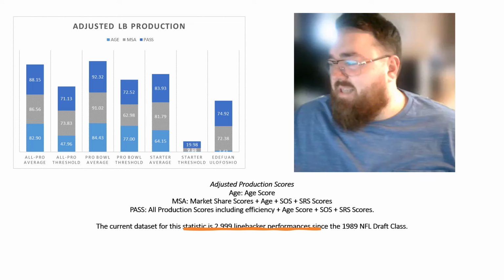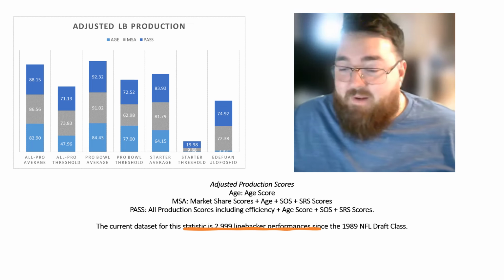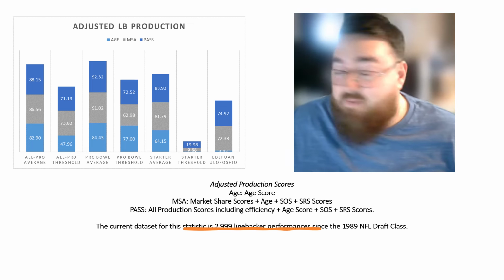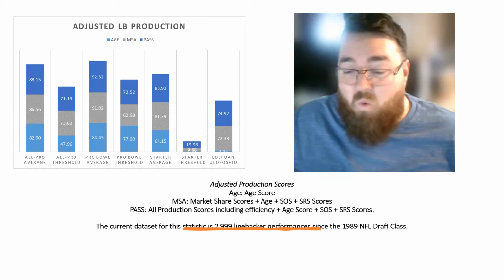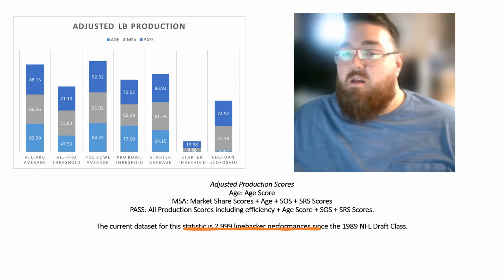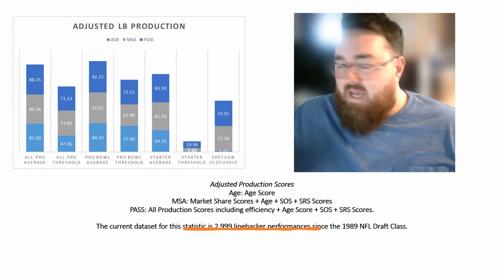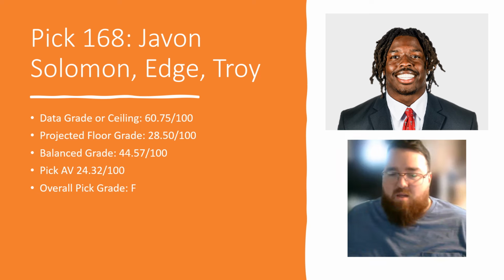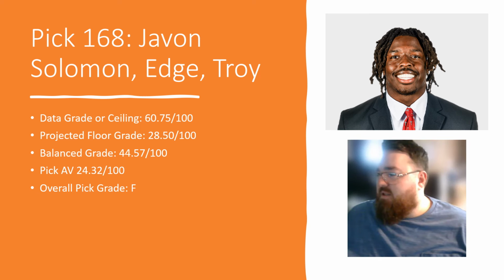Biggest question is his age. Big thing that keeps popping up, the age of the prospect. These are all very much older prospects in many ways that have good athleticism traits and good production traits. Then, of course, we get to pick 168 and Javon Solomon, edge from Troy.